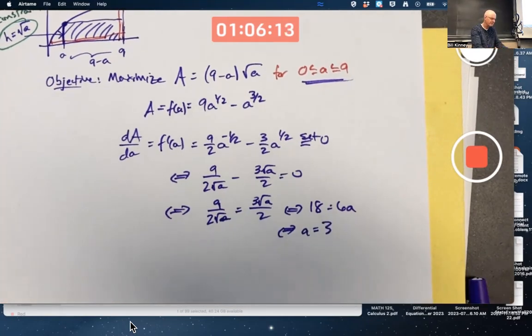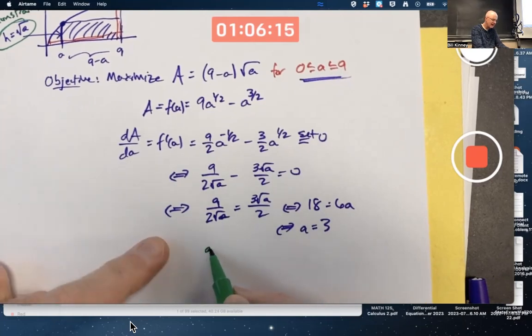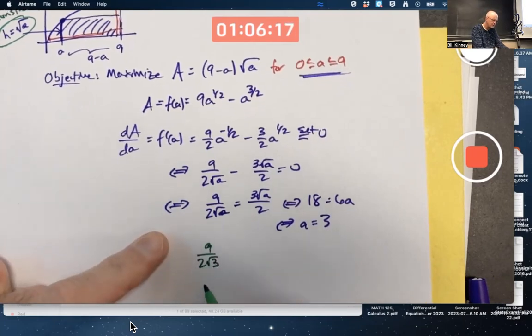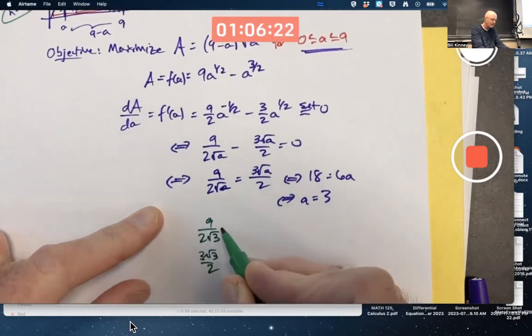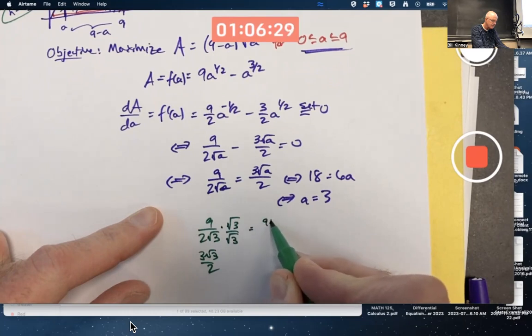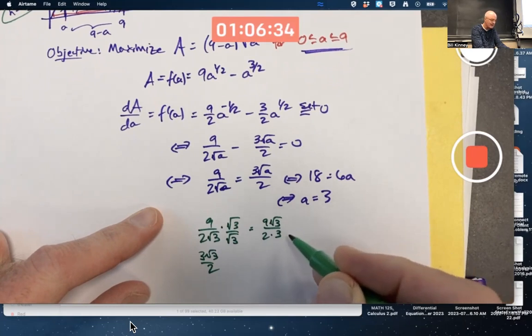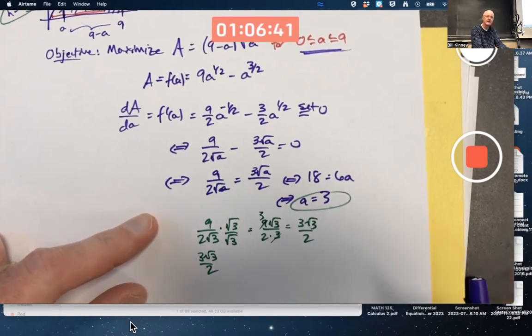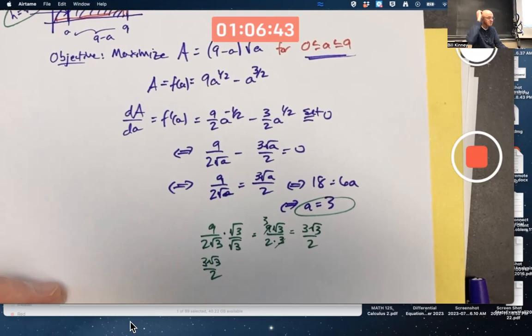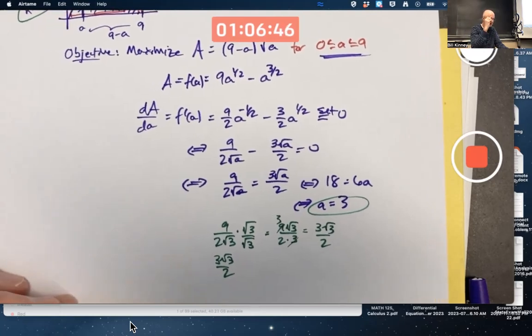Does that really work? Is 9 over 2 square root of 3 really equal to 3 square root of 3 over 2? They don't look the same, do they? But if I rationalize the denominator here, maybe we will see something that makes them look the same. Maybe. Yeah, we get some cancellation. They are the same. a equals 3 is our critical value. Is it really giving a global max?